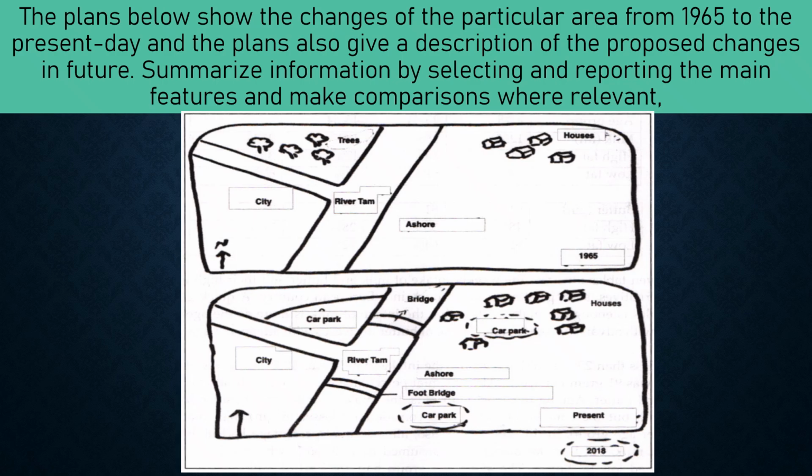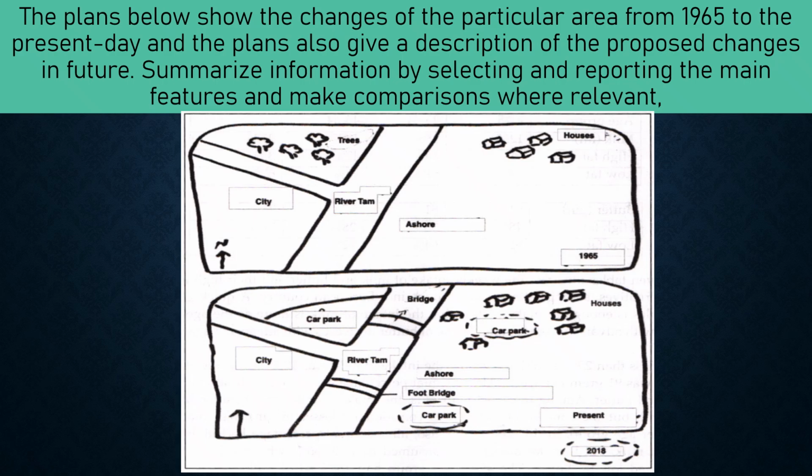statement. So the 2 given pictures show the layout of an area in a city in 1965 and 2018, and also show some changes planned for 2018. It can be seen that the area around the river has been developed a lot over the given period, and development is expected to continue in the coming years. Anyhow, now the first paragraph is the same.